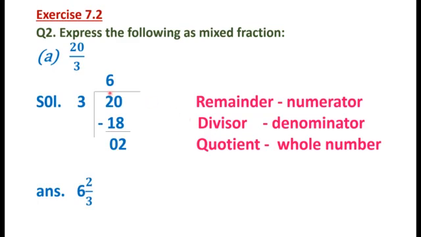Okay. So here you can see the divisor is 3, quotient is 6, dividend is 20 and remainder is 2. So how to write this in mixed fraction? You can see here, remainder is always written at numerator, divisor is always written at denominator, and quotient is always written as whole number. So we have written quotient over here as whole part, and remainder at the numerator and divisor at the denominator. So we write it as 6 2 by 3.